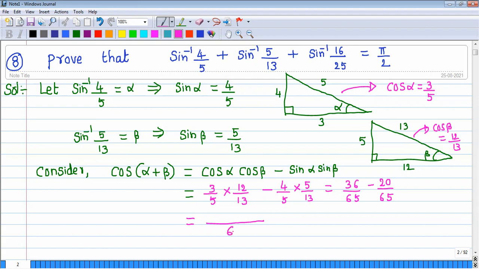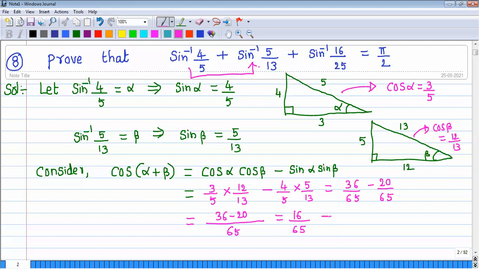65 is the LCM. 36 minus 20, we have 16 by 65. That means the sum of these two we need to write first. After that we shall go for LHS.